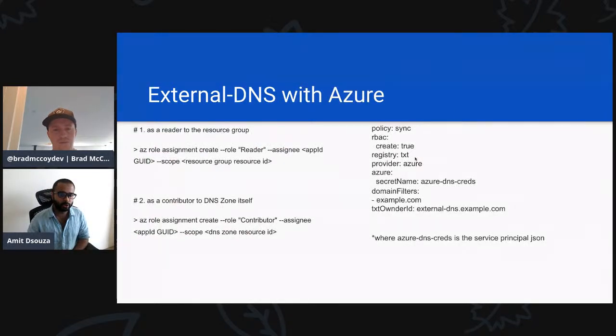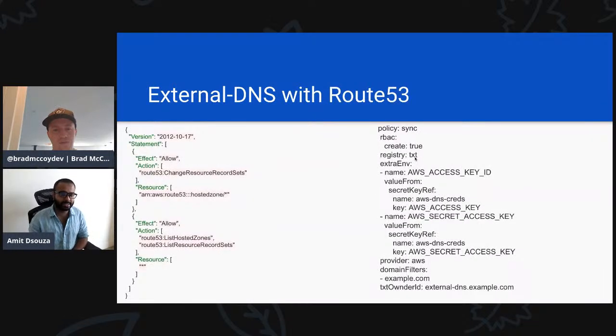This is important. You want to have the registry as txt, and that helps you better identify the records which external DNS created, whether you're trying to identify it manually or external DNS needs to identify it for itself. And the extra env is basically an easy way of providing your AWS or Azure secrets, etc. So here I have provided my AWS credentials using a secret called AWS DNS creds.